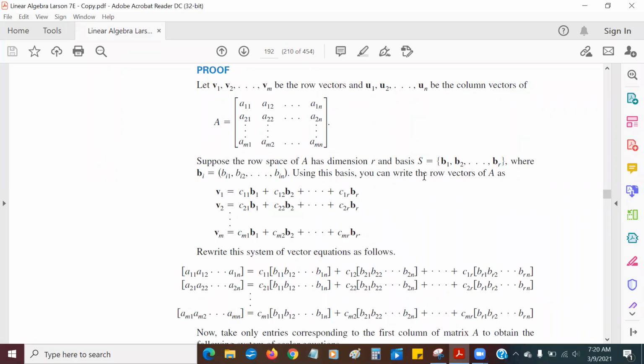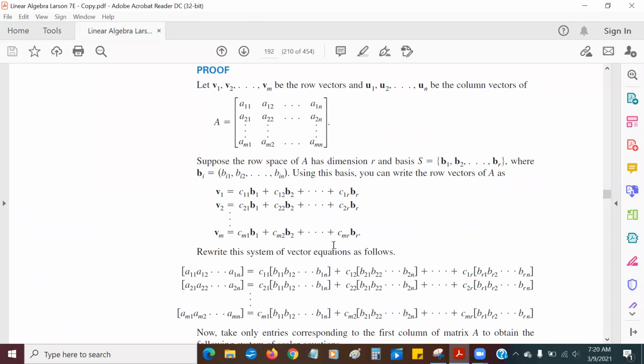So we're going to use this basis, and we're going to write the row vectors of A in terms of that basis. Vector 1, which is that first horizontal vector, is C11 B1 plus C12 B2, and so on. It's a linear combination of the vectors from the basis. And vector 2, which is the second row, is a linear combination of the other vectors, and all the way dot dot dot down the line. By the way, one big thing in linear algebra, there's a lot of dot dot dots.